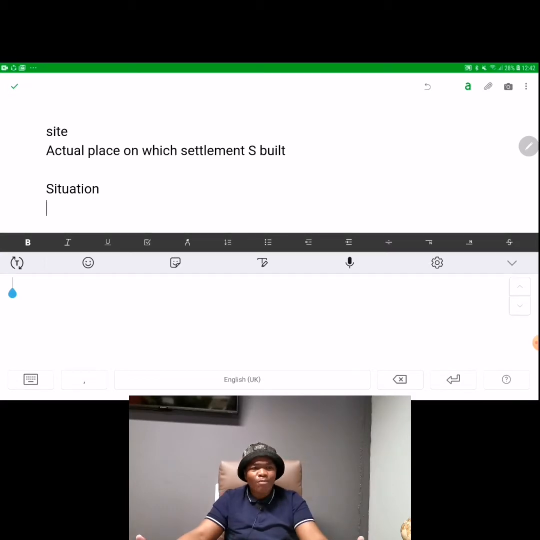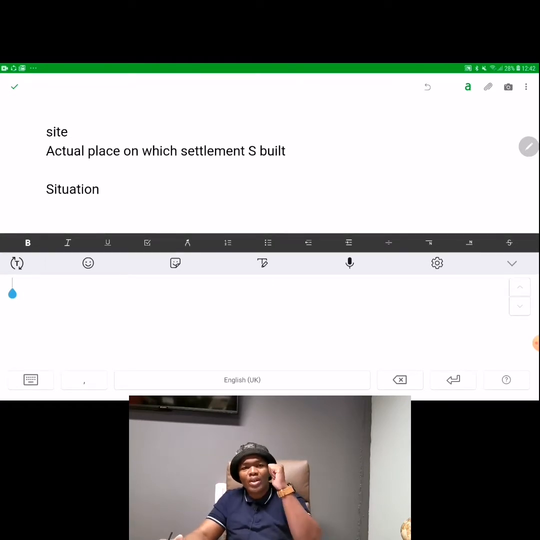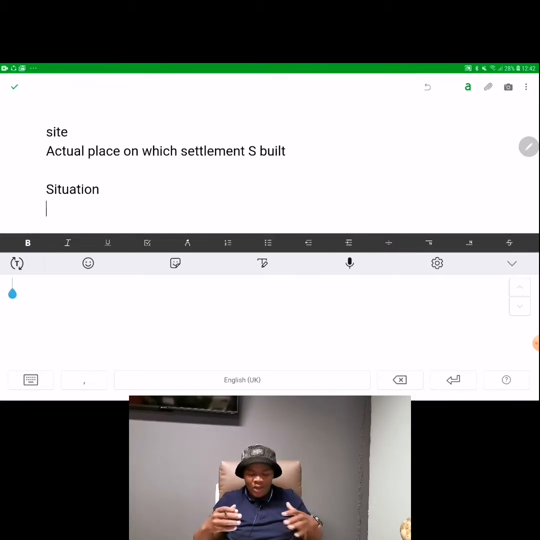And then again, when you are asked to discuss the economic factors, you need to speak about your minerals, again, your harbors, which are near the sea. So obviously, people will choose that. For instance, the fishermen will choose to stay near what? The harbors, because it is so easy for them to do fishing.